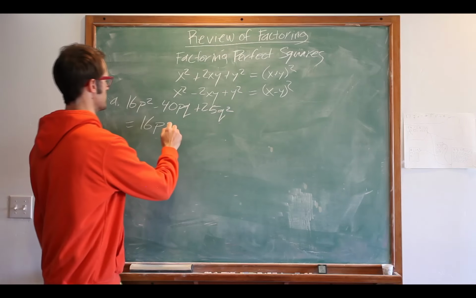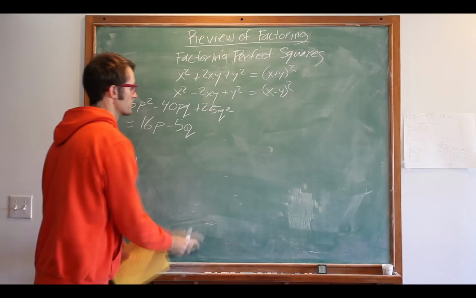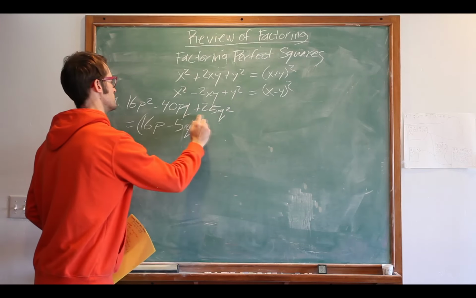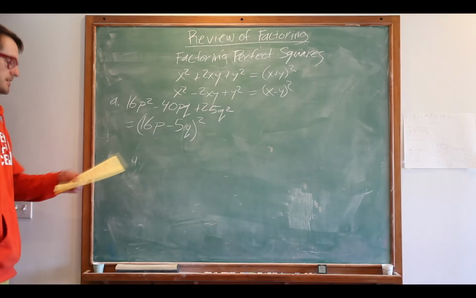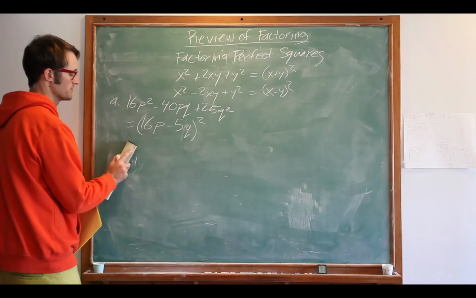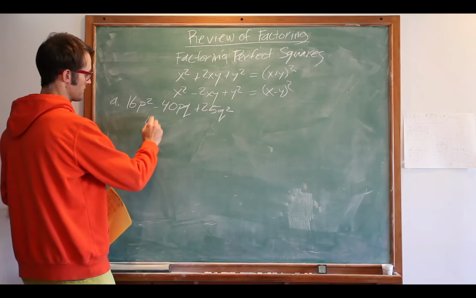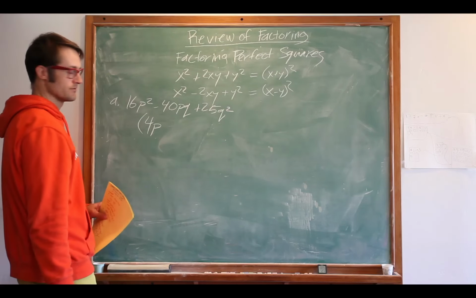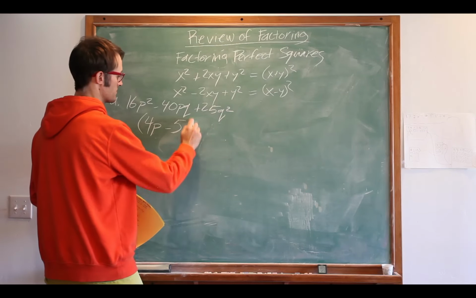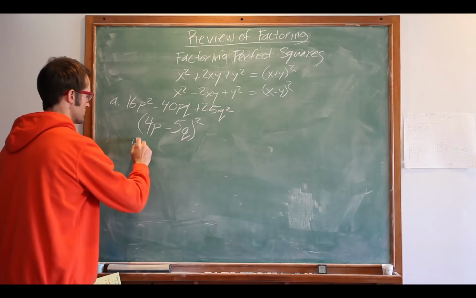16p minus 5q, whatever, 5q squared. But if you want to really, sorry, stupid mistake. Not 16p, that was silly, I was rushing. Okay, 4p, yes, 4 squared is 16, minus 5q squared. And then if you want to expand that to check, you can just do the math.